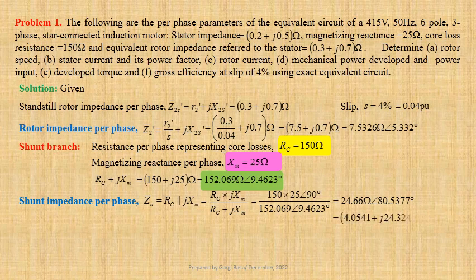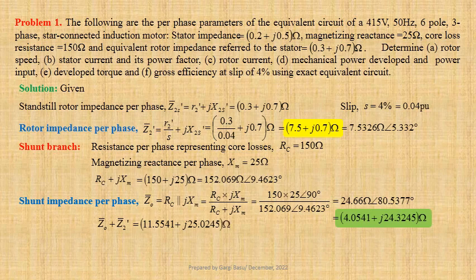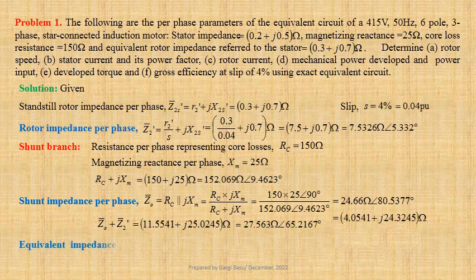This may be written in Cartesian form as 4.0541 plus j24.3245 ohm. Now we shall calculate Z0 plus Z2'. Using values we get 11.5541 plus j25.0245 ohm. This may be written in polar form as 27.563 ohm at an angle 65.2167 degree.